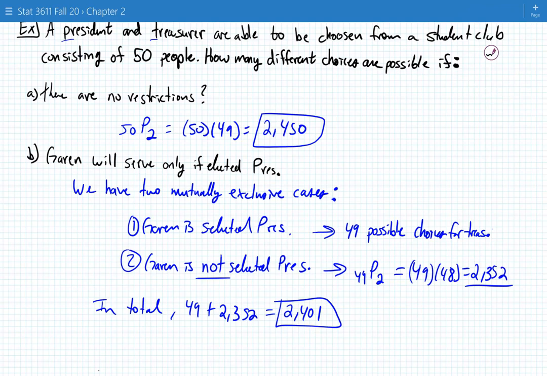2,401. And as a quick logic check, the number of options that we have in Part B should be less than the number of options for Part A, right? Because in Part A, there are no restrictions. And in Part B, we do have a restriction. Garen will only serve if elected president. So the fact that 2,401 is smaller than 2,450 is at least a good, quick logic check to say that seems reasonable.